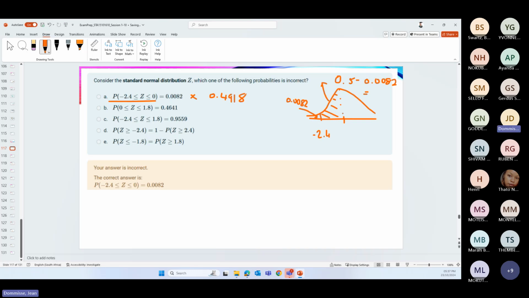Okay, so let's just see what did we need to work out. Which one is incorrect? Okay, cool. So that is the incorrect one. So that is what we will go for. But let's just look at the other options as well.